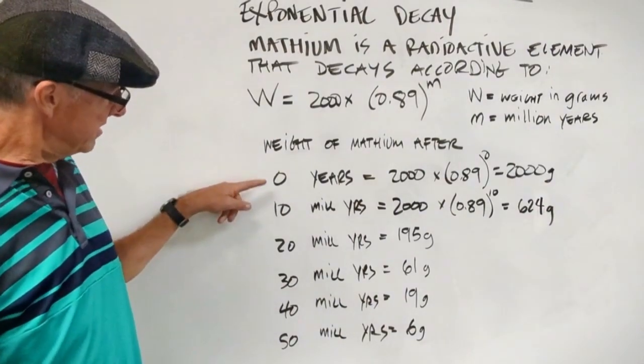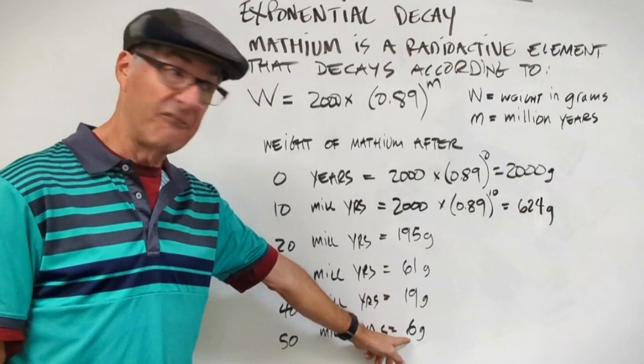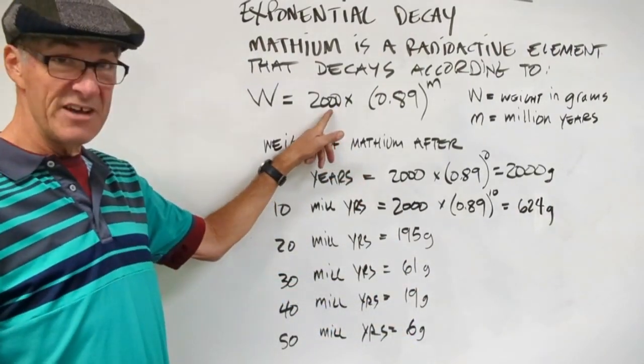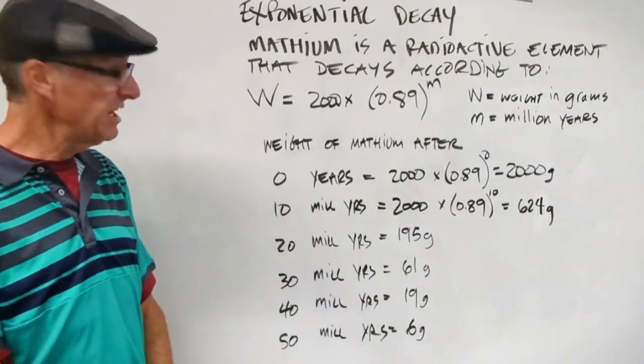So here we go. 0, 10, 20, 30, 40, 50 million years. Not much left, right? We started with 2,000 grams. After 50 million years, we have 6 grams. That's a bunch of decay.